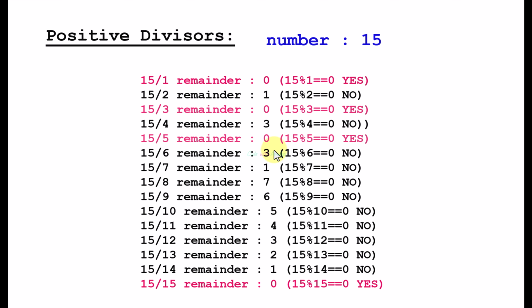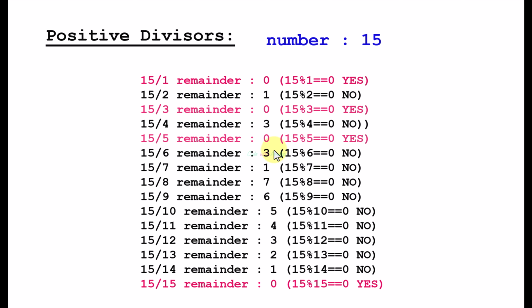Today in this tutorial, let's write a Python program to print all the positive divisors of the given number. Positive divisors of a number are the positive integers that divide it evenly, leaving no remainder, including 1 and itself. For example, if the number is 15, then 1, 3, 5 and 15 are the positive divisors of 15.